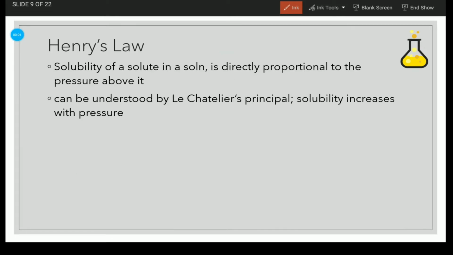Let us revise Henry's law. It states that the solubility of a solute in a solution is directly proportional to the pressure above it. That is, mole fraction or solubility is directly proportional to the pressure, that is P. Now, Henry's law can be understood by Le Chatelier's principle, that is, solubility increases with pressure.